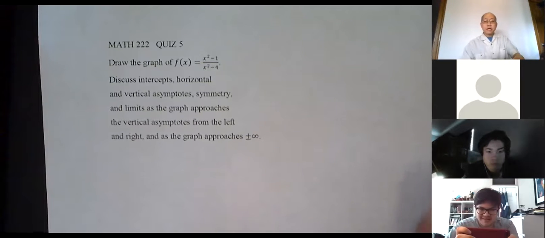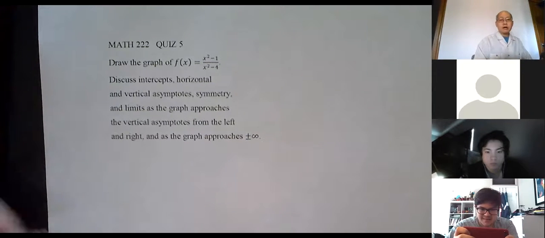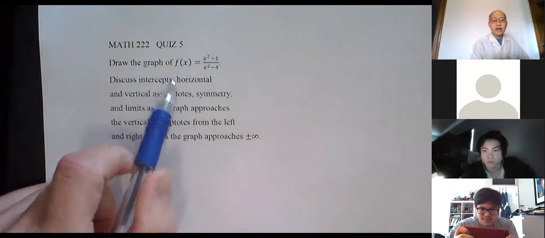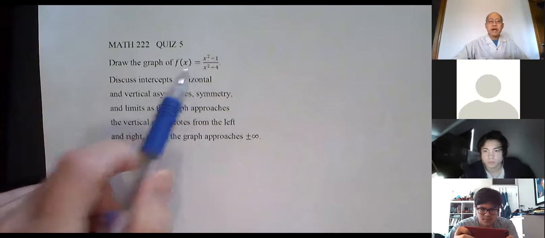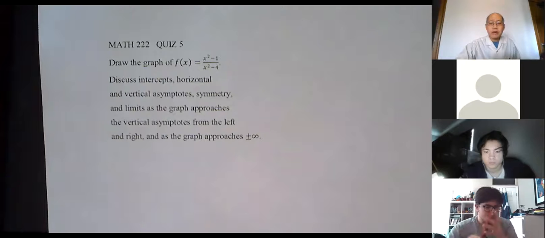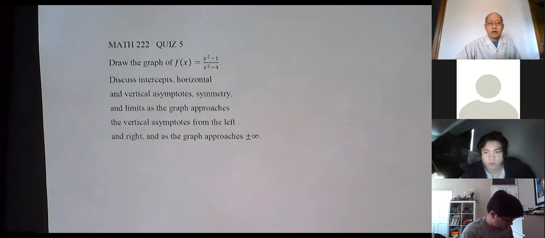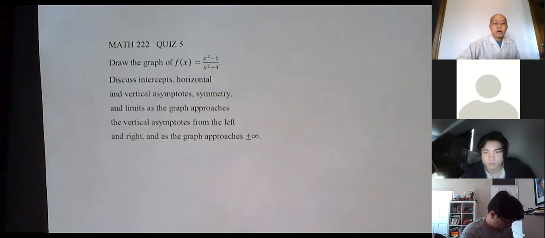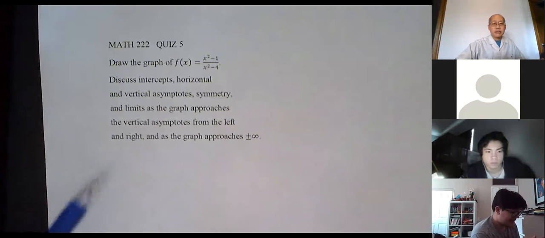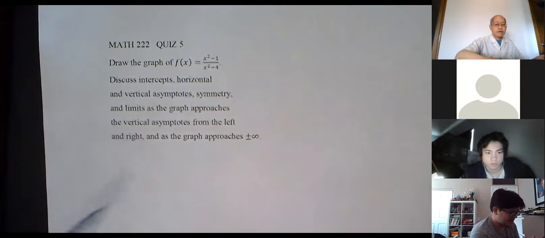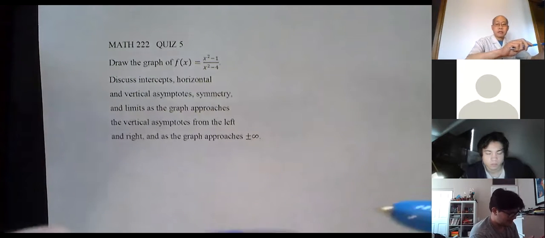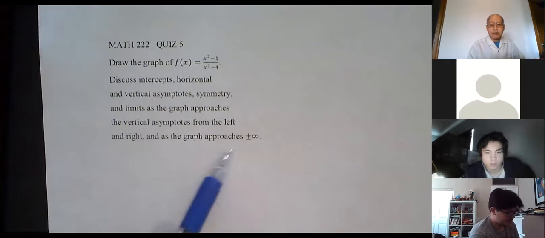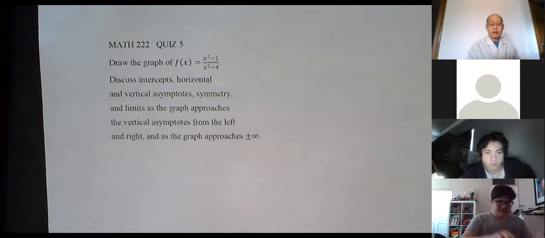Okay, so here we go. Take a picture on your cell phone if you would, please. I'll read it also. So draw the graph of f of x equals x squared minus 1 over x squared minus 4. I'll say it again, x squared minus 1 over x squared minus 4. And here's all the things that you're supposed to discuss. Intercepts, horizontal and vertical asymptotes, symmetry, limits as the graph approaches the vertical asymptotes coming from the left and from the right. And what happens as the graph approaches infinity and negative infinity, all those things, just like we did in class.